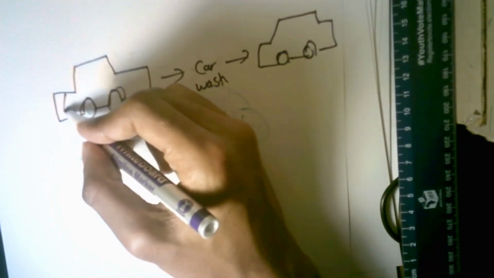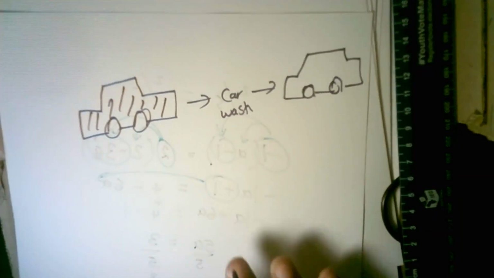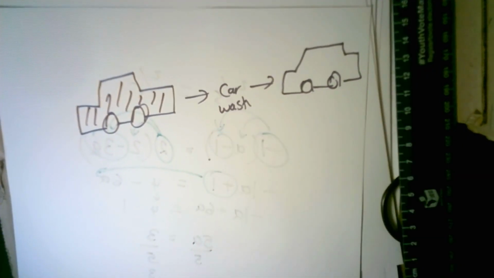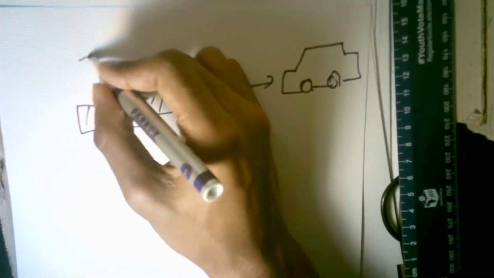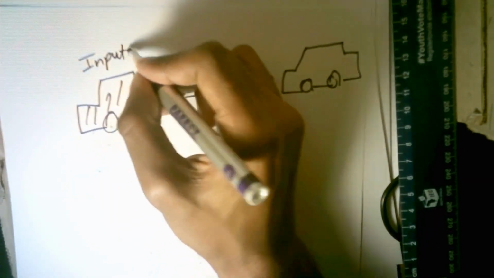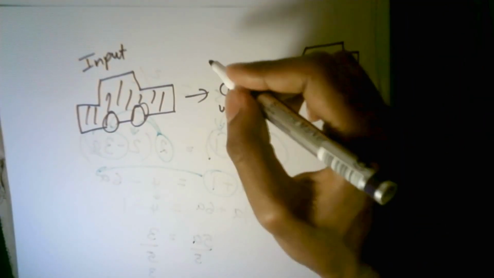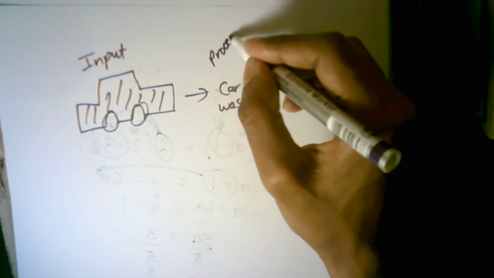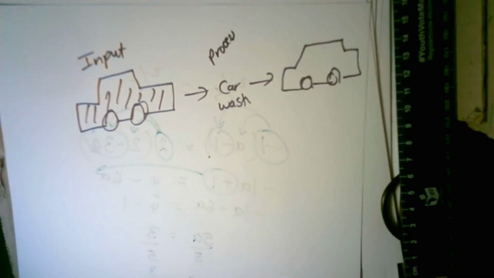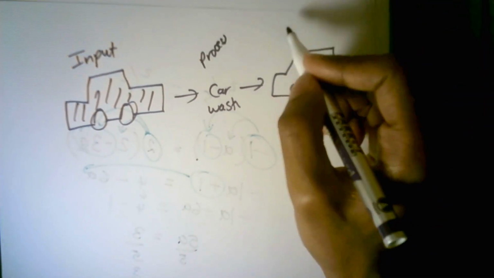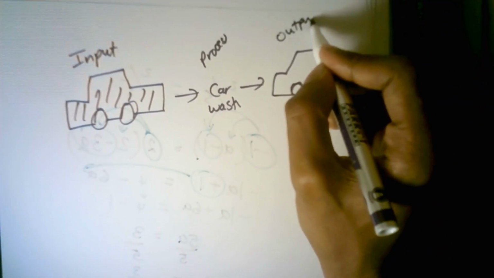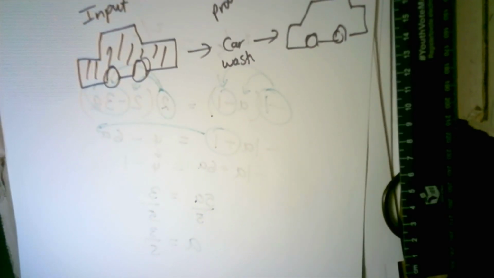So first I had a dirty car. I took it to the car wash and now I have a clean car. The input was the dirty car. The process, or what caused that change, in our context, it's the equation, and the output is a spotless, clean car, right? So let's think of that in terms of functions as well.